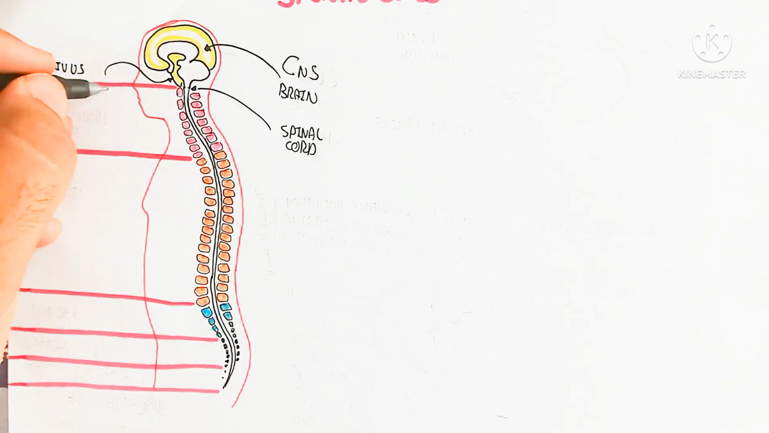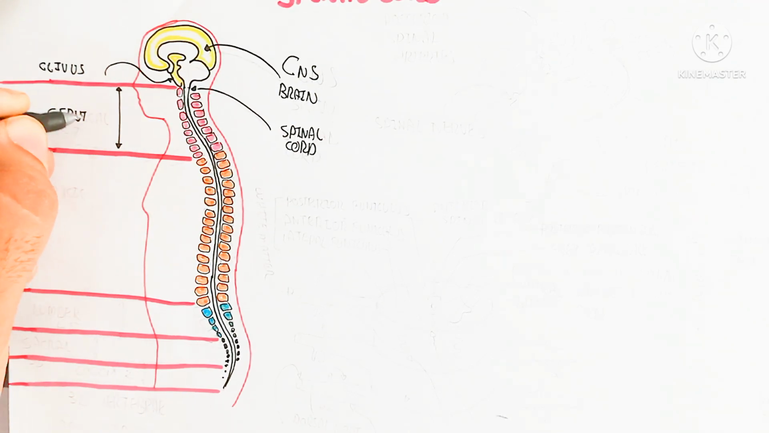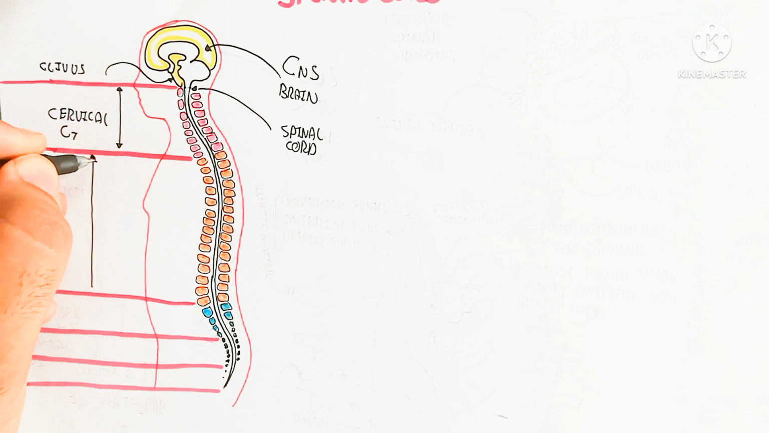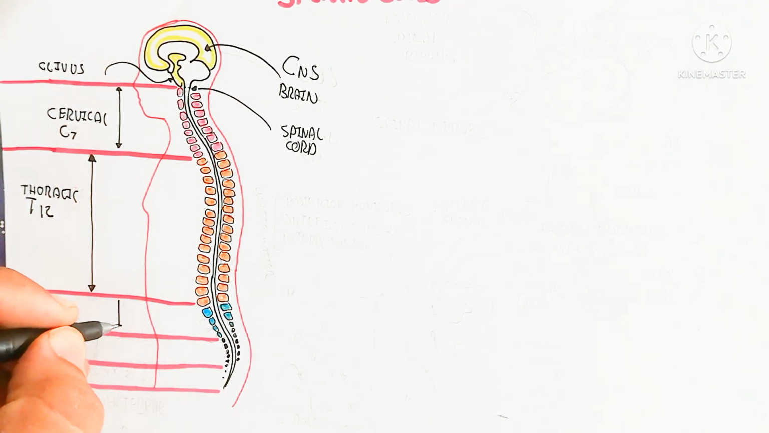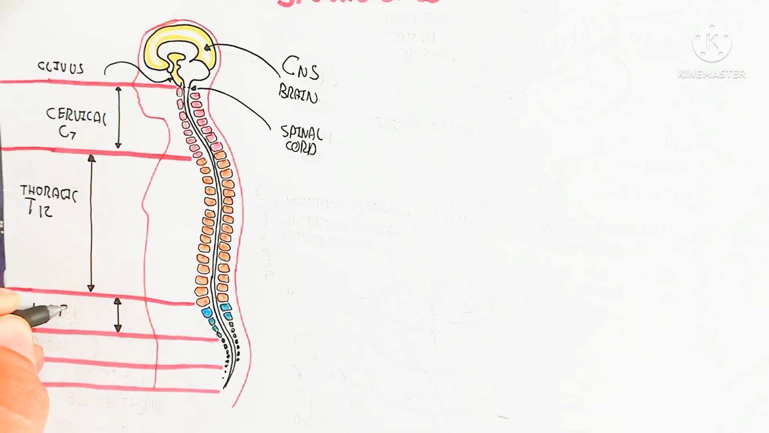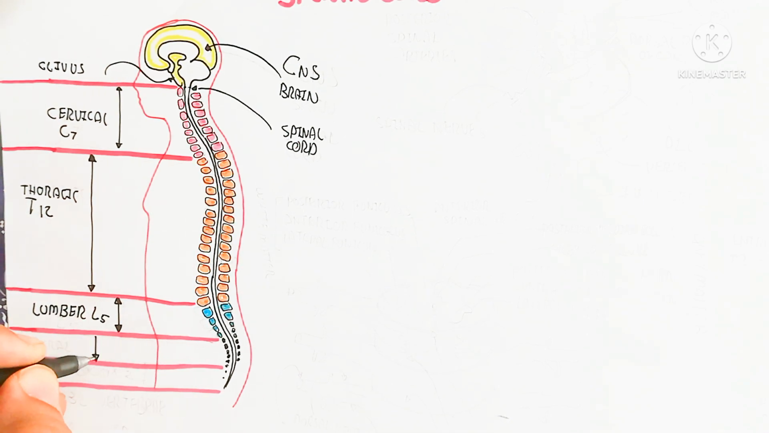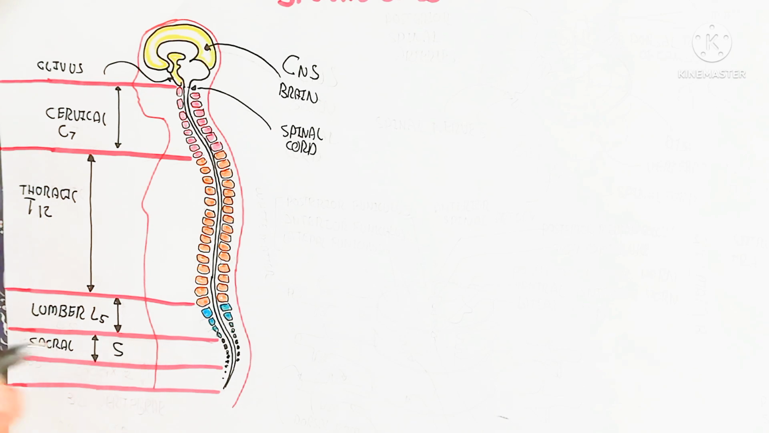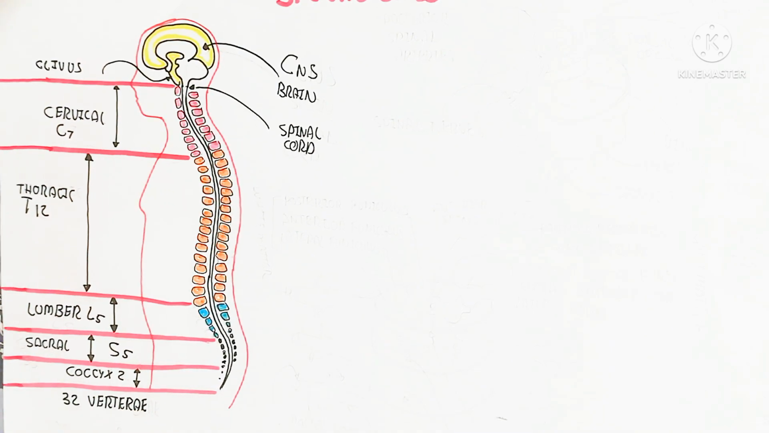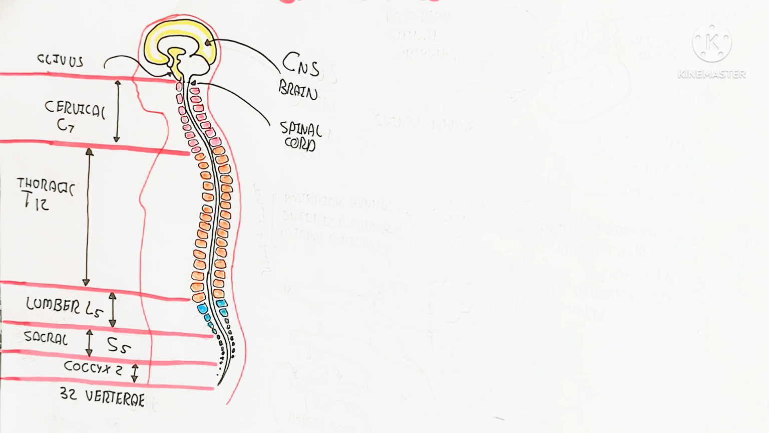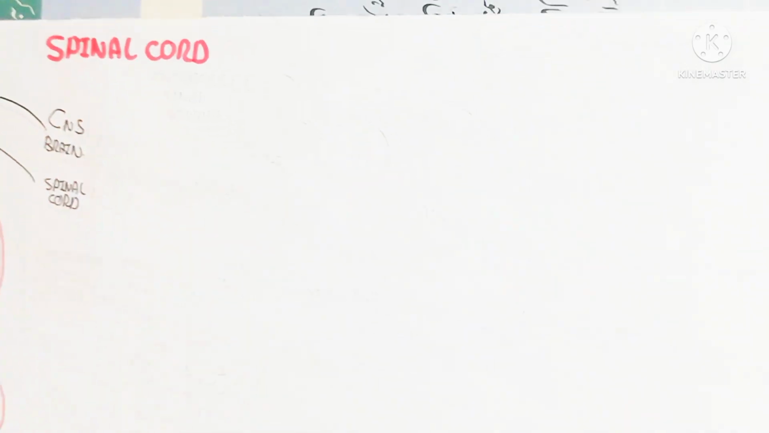In this way, you can see this is the central nervous system, brain and spinal cord. The clivus is present, and below the clivus the spinal cord contains cervical 7, thoracic 12, lumbar 5, sacral 5, and coccyx 2, and 32 vertebrae collectively. So in this manner you can say that.